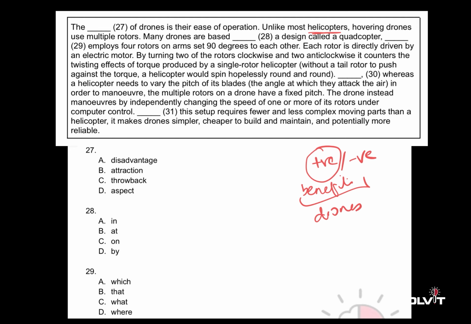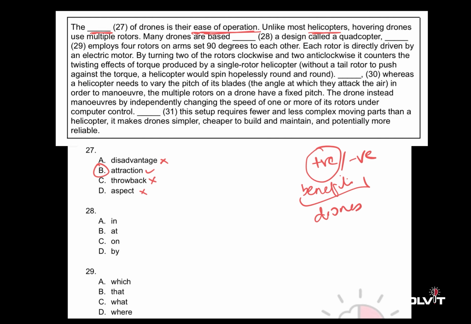Okay, the dash use of drones is their ease of operation. Now, because of the words ease of operation, we know that whatever this word is, it will be similar to advantage, as in, the advantage of drones is their ease of operation. So let's look at the options. Number one is disadvantage, which is wrong. We're not talking about a disadvantage, we're talking about a good quality. So an advantage. Attraction can work, throwback cannot work, aspect cannot work. So attraction is the answer. The attraction of drones is their ease of operation.